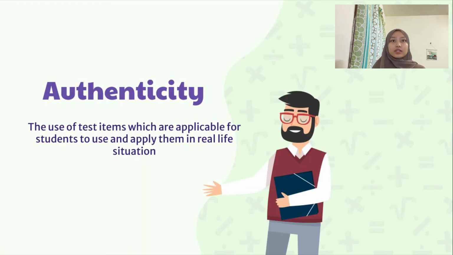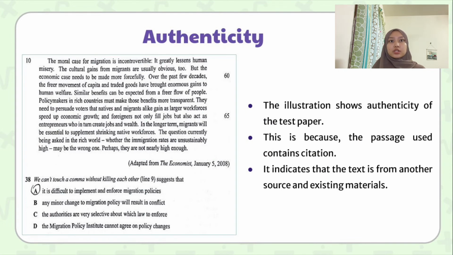Now, moving on to the next principle, which is authenticity. Authenticity refers to the use of test items which are applicable for students to use and apply in real-life situations. The illustration shows the authenticity of the test paper. This is because the passage used contains a citation. It indicates that the text is from another source and from existing materials.